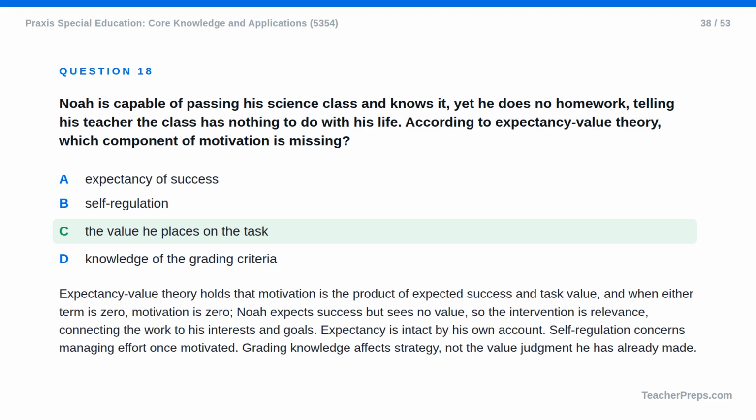Expectancy value theory holds that motivation is the product of expected success and task value. And when either term is zero, motivation is zero. Noah expects success, but sees no value. So the intervention is relevance, connecting the work to his interests and goals. Expectancy is intact by his own account. Self-regulation concerns managing effort once motivated. Grading knowledge affects strategy, not the value judgment he has already made.